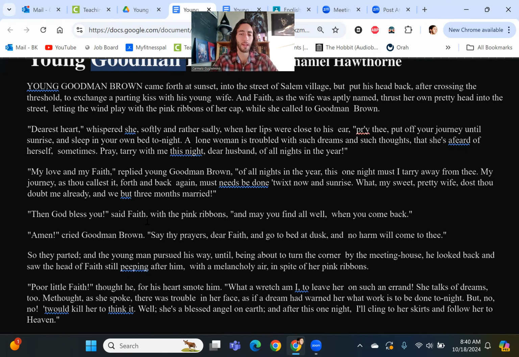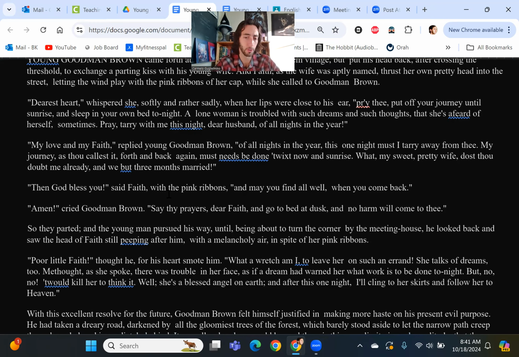"My love and my faith," replied young Goodman Brown. "Of all nights in the year, this one night I must tarry away from thee. My journey, as thou callest it, forth and back again, must needs be done twixt now and sunrise. What, my sweet pretty wife, dost thou doubt me already? We but three months married." "Then God bless you," said Faith with the pink ribbons. "And may you find all well when you come back." "Amen," cried Goodman Brown. "Say thy prayers, dear Faith, and go to bed at dusk, and no harm will come to thee." Okay, so they leave.